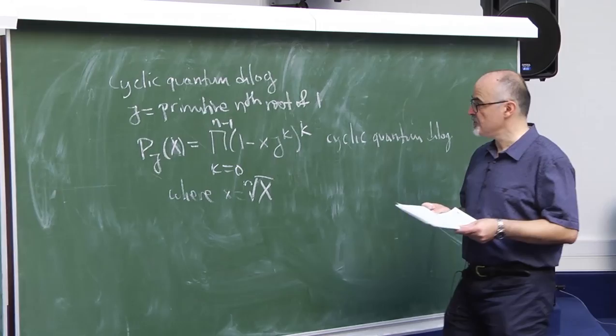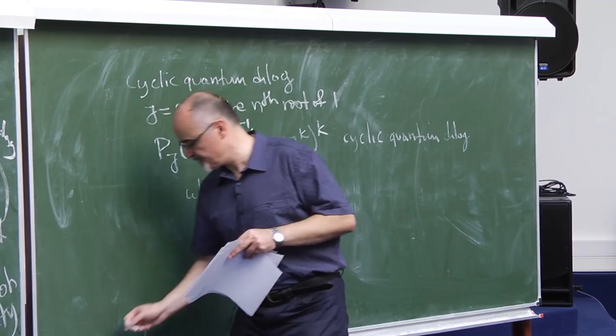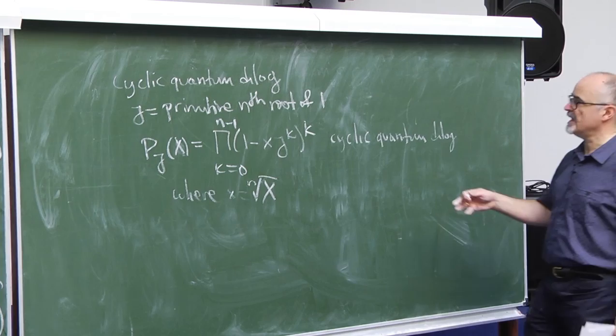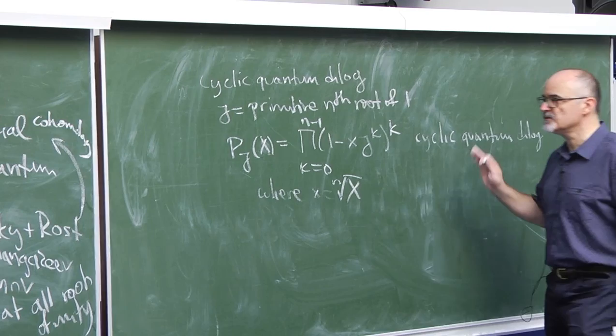If you use the cyclic quantum dilogarithm, see, I'm not going to be able to even. Well, what can I say? You know what? I cannot. There are six theorems that I have to just state, just theorems behind the proof. So I'm not going to do anything, you know?